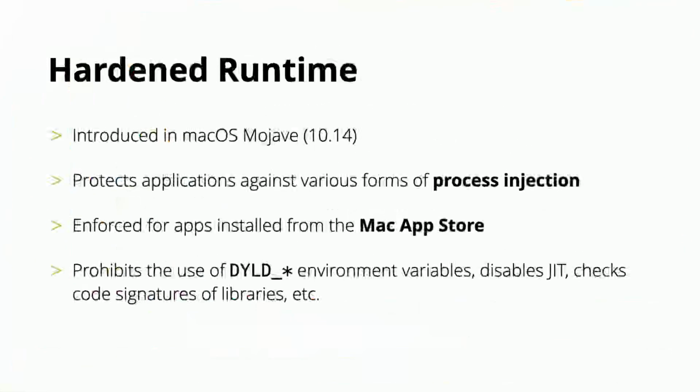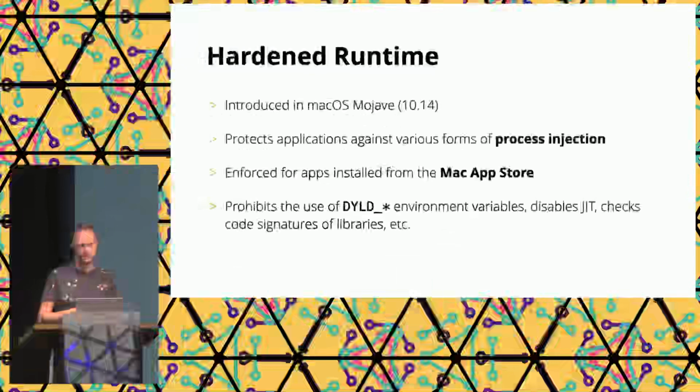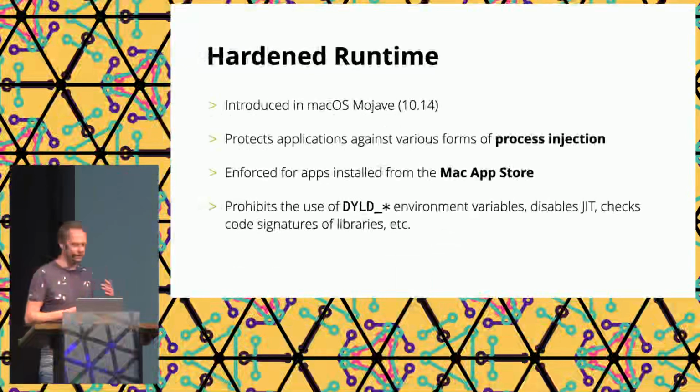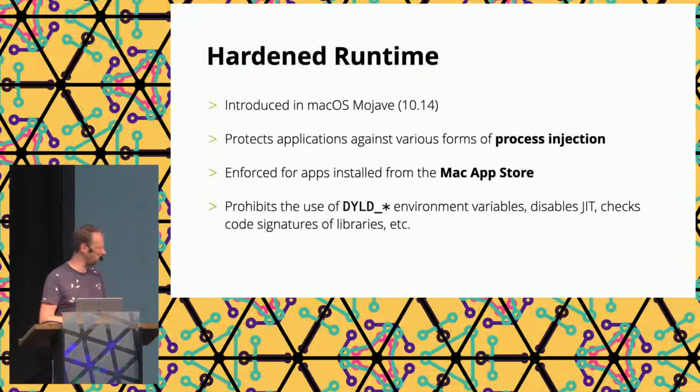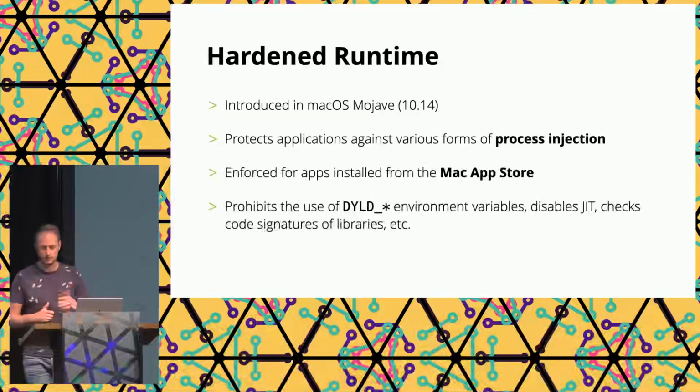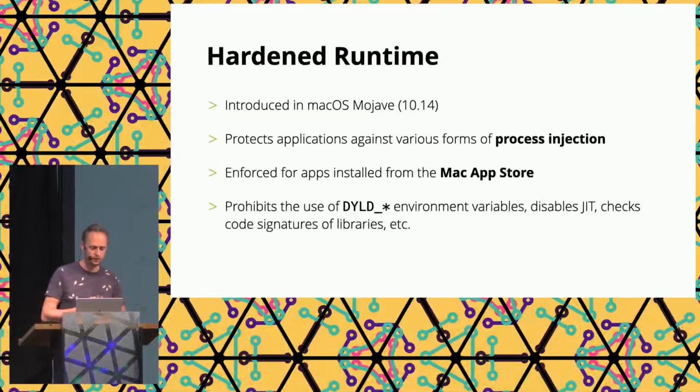Apart from that, you have something called the hardened runtime, which is now mandatory for applications in, for example, the Mac App Store. Its purpose is to protect against all variants of process injection. So if you have enabled hardened runtime for your app, it prohibits the use of certain environment variables to override library loading, but it will also disable just-in-time compilation. It will check code signatures of libraries as well, rather than only the binary, et cetera.